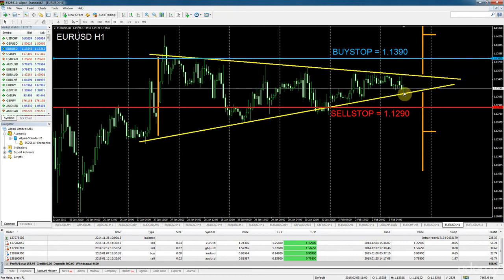As you can see, there's no escape out of this triangle. The only way the market can go is either up or down. It can't just continue in this triangle because it's coming to an end over here. And that's what we're going to take advantage of.